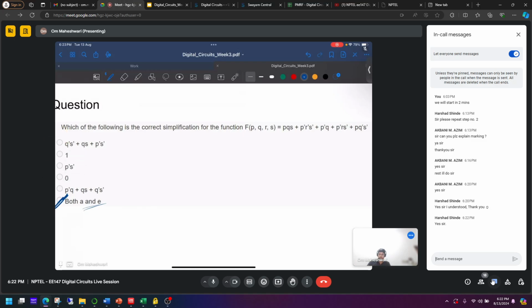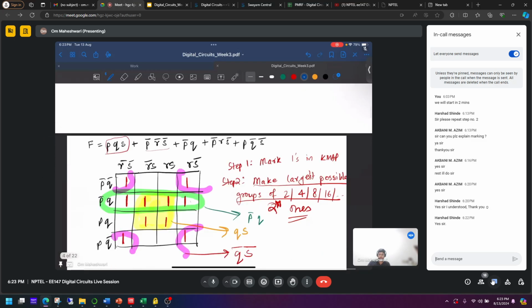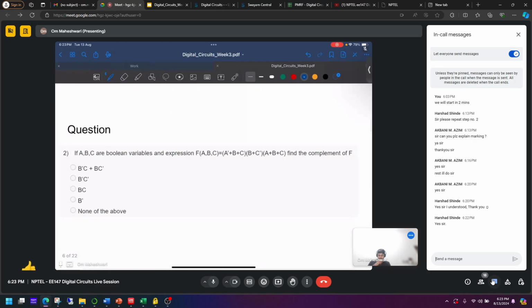All right. So let us move on to the next question. The question is, A, B, and C are Boolean variables, and F is a function such that this is the expression for F. You have to find the complement of F. You have to find F bar.